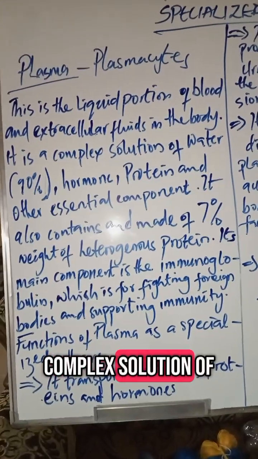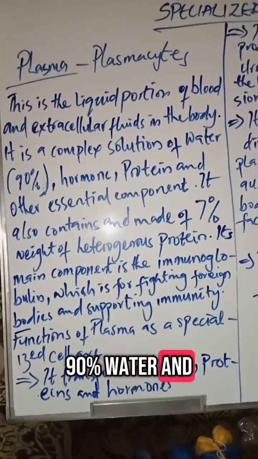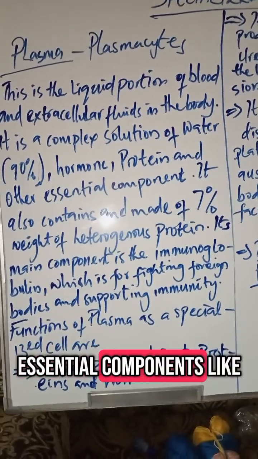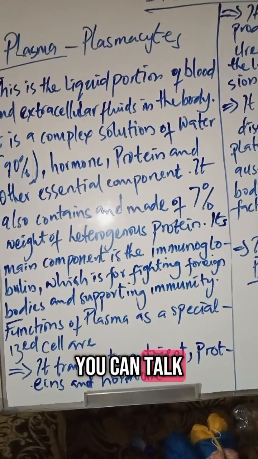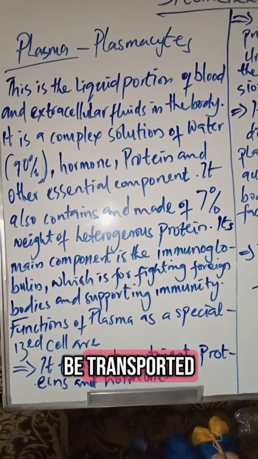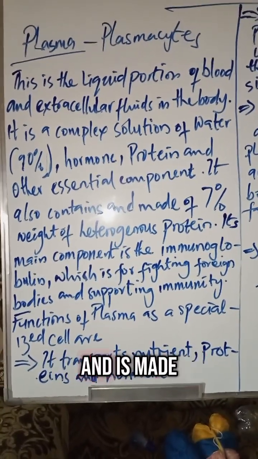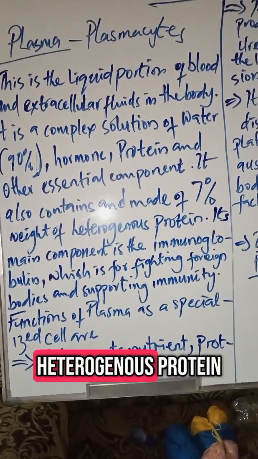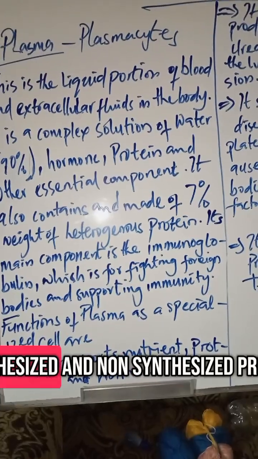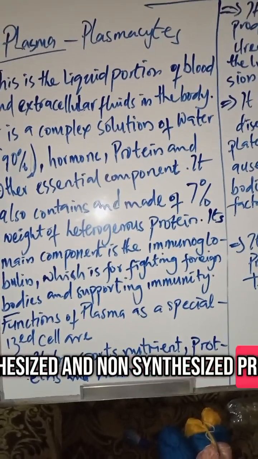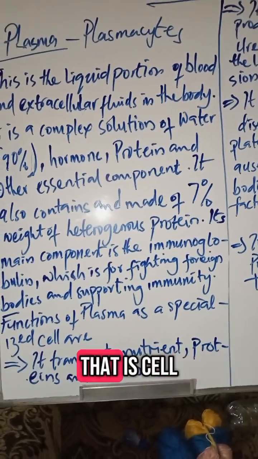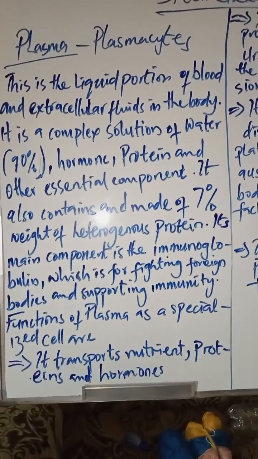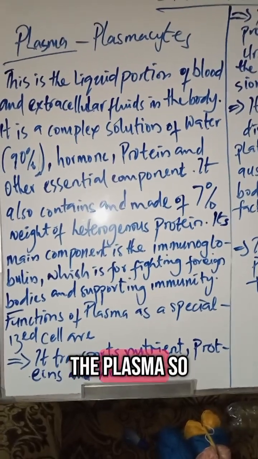It is a complex solution of 90% water and also has hormones, proteins, and other essential components like vitamins and other things the cell needs that can be transported. It also contains and is made up of 7% weight of heterogeneous protein. When I say heterogeneous protein, that is both synthesized and unsynthesized protein, that is, cell component proteins or nutrient component proteins, found in the plasma.